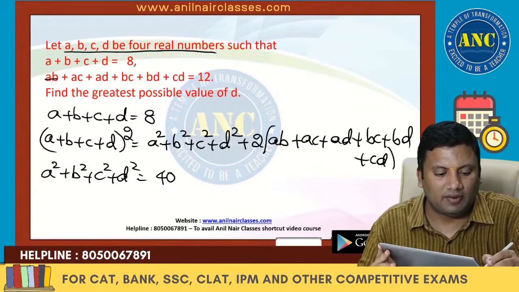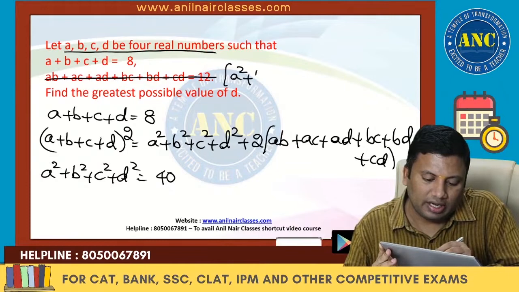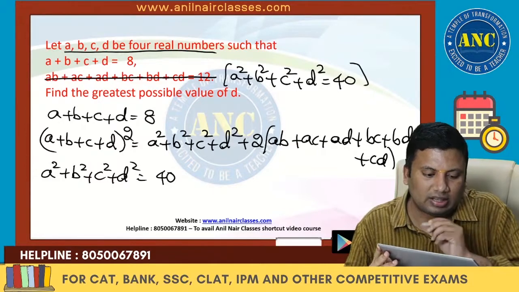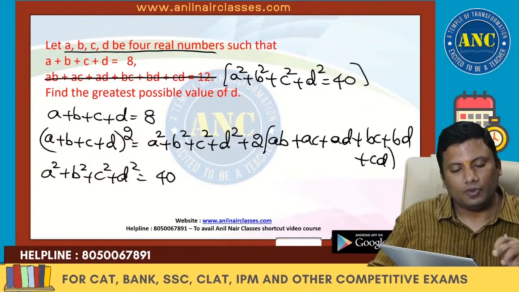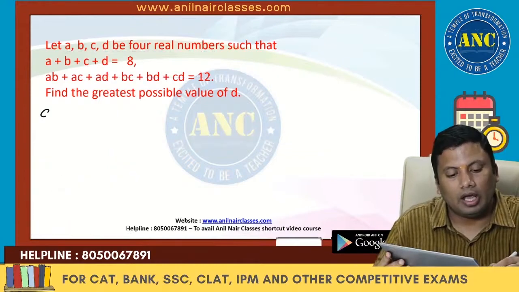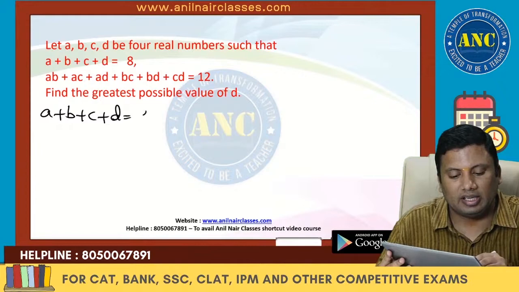That means I will not use this equation. I will use this equation right now. A square plus B square plus C square plus D square is nothing but 40. Now see here. A plus B plus C plus D is 8.